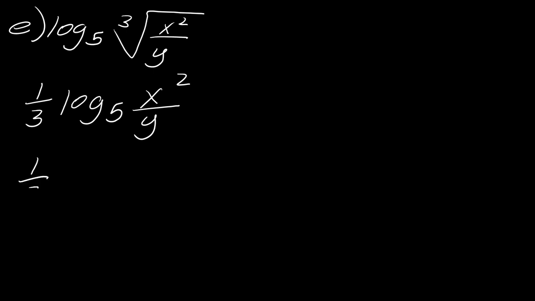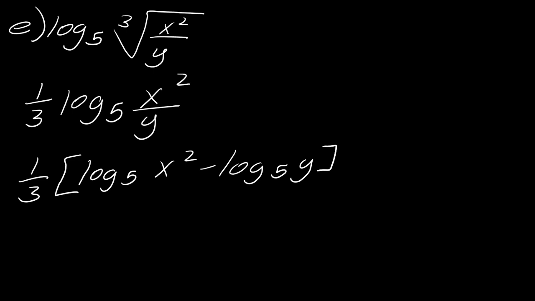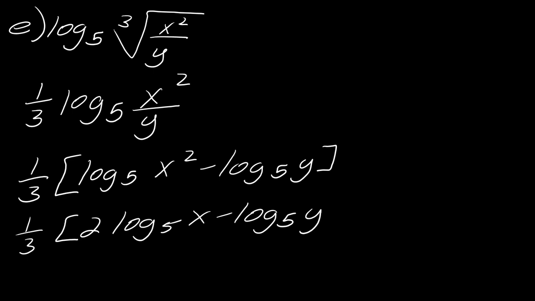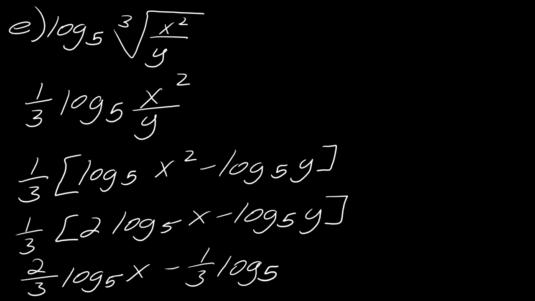But remember, this 1/3 now has to apply to everything. So what I would recommend is that you expand this logarithm in parentheses and then distribute the 1/3 at the end. So if I go in steps, this will be log base 5 of x squared minus log base 5 of y. And then I can bring the exponent down here. So this becomes 2 log base 5 of x minus log base 5 of y. And then I can distribute. So this becomes 2/3 log base 5 of x minus 1/3 log base 5 of y.